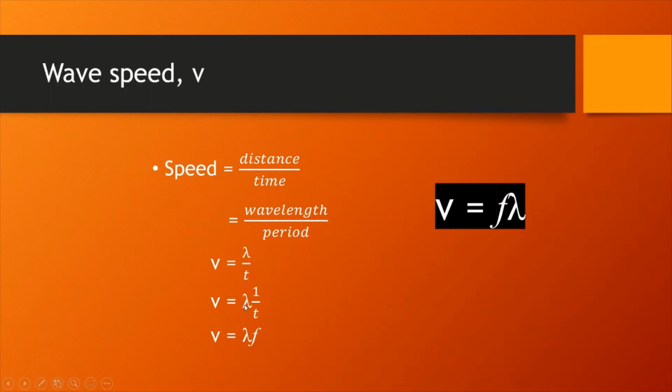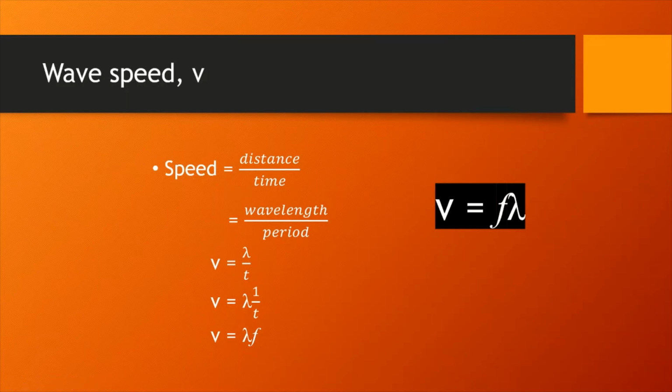If we rearrange, we get lambda times 1 over T. And 1 over period, 1 over T, is equal to frequency. Frequency is the number of complete oscillations made in 1 second, whereas period is the time taken to make one complete oscillation. So they are related to each other. From here we form the relationship between the speed of wave, wavelength, and frequency.